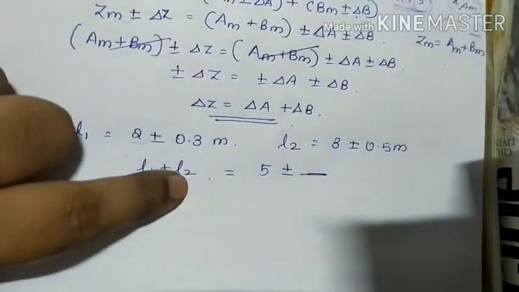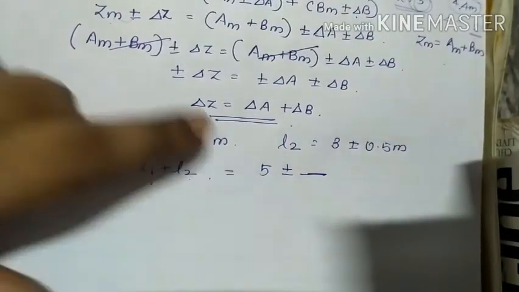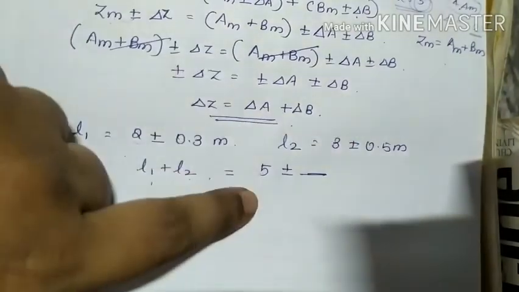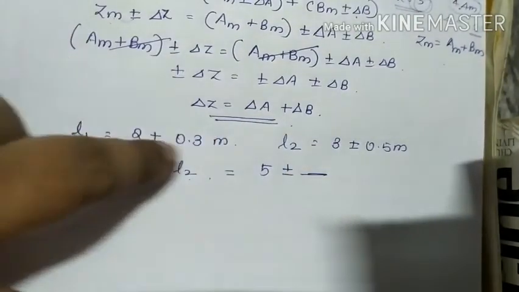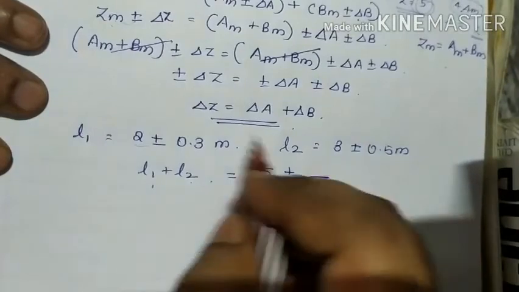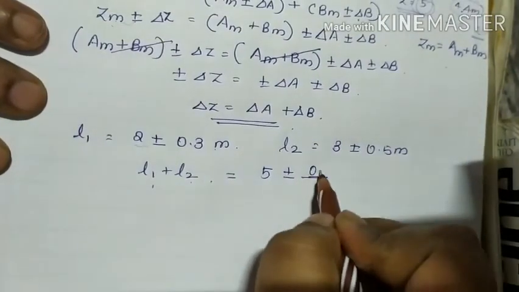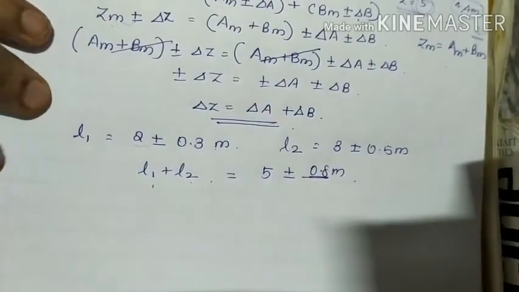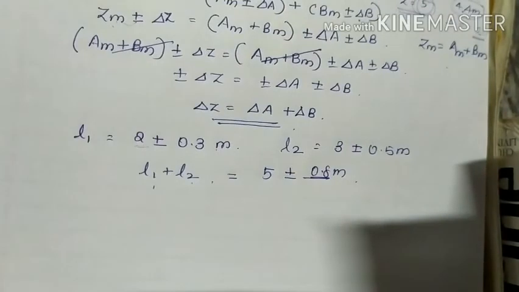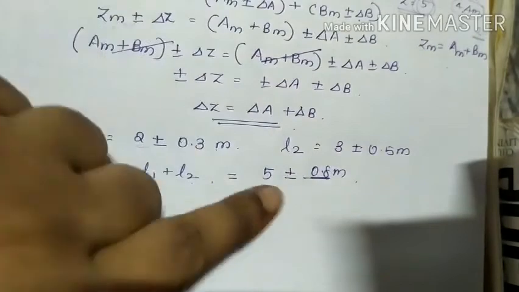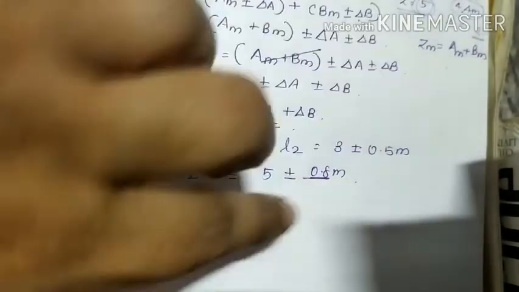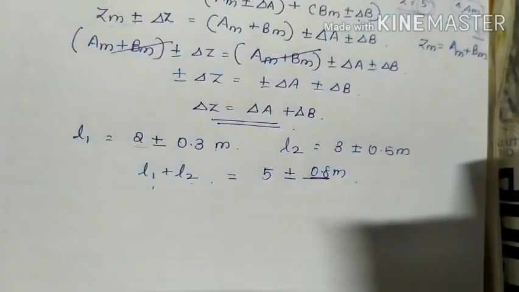So L1 plus L2 will have the measured value 2 plus 3, 5, plus or minus the errors added. What would the answer be? 0.3 plus 0.5, that is 0.8 meter. Clear? It's very simple. You just add the measured values, then you add the error values. Clear?